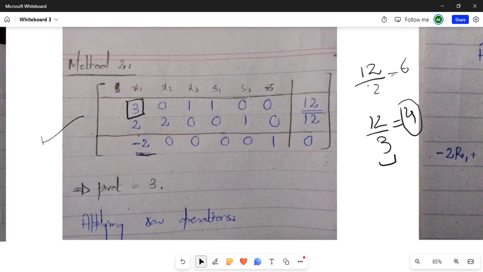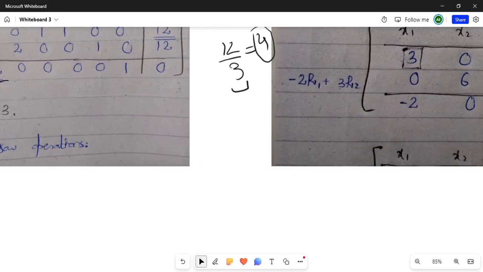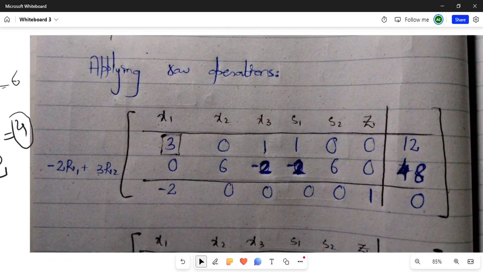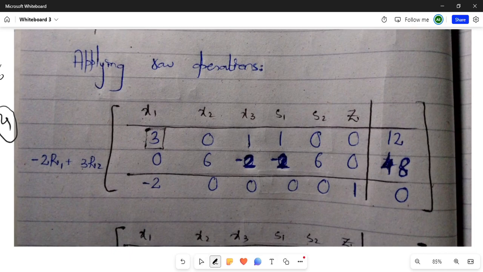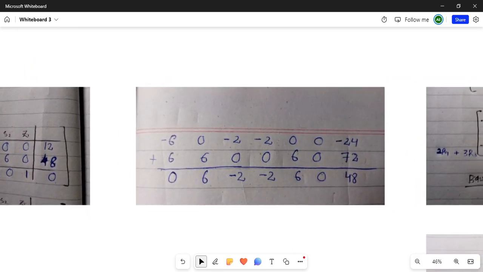Then we will apply row operations to make all the values other than 3 in this column equal to 0. So let's apply. The first row operation we will apply will be minus twice r1 plus thrice r2. We will add them. Let's take a deeper look.